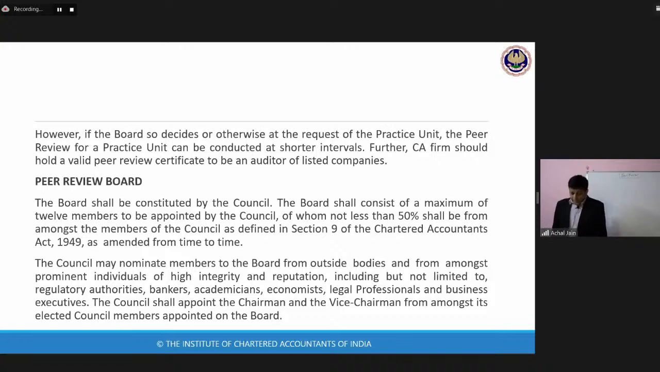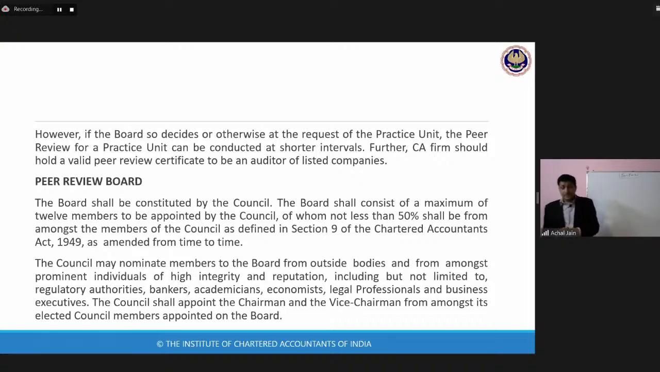The board shall meet as and when required for the transaction of the business before it. However, at least one meeting shall be held in every 3 months. So that means every quarter one meeting has to take place.